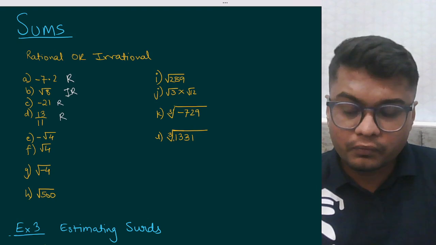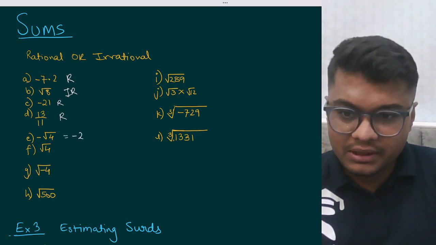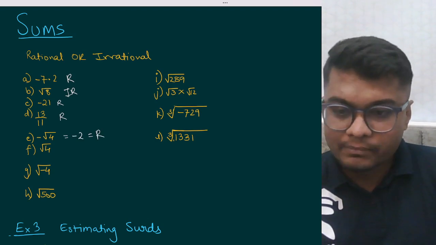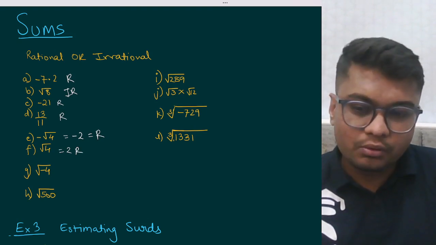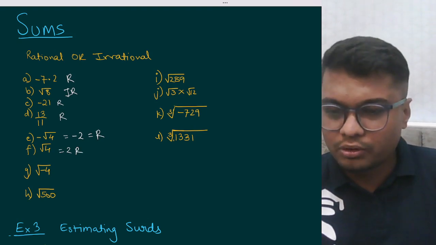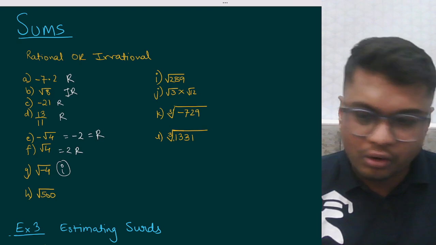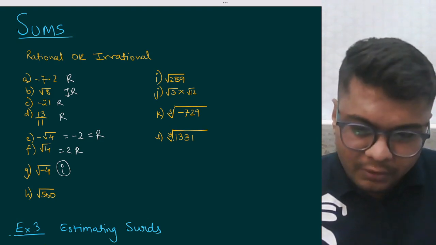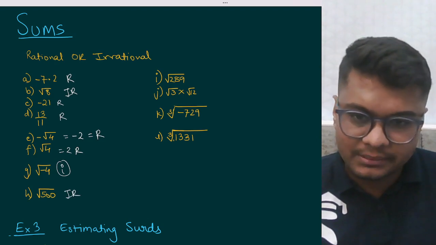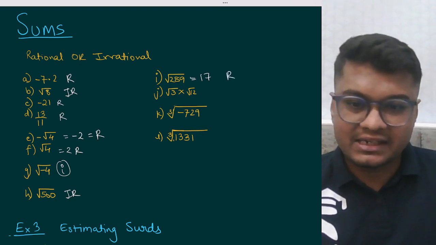Minus root of 4, it is solvable, right? As this can be minus 2, so it is a rational number. Root of 4 is again 2, so it is a rational number. Minus 4, it is neither, because I told you it's an imaginary number, so it is neither rational nor irrational. Root of 500, 500 is not a perfect square, so it is an irrational number. Root of 289 can be solved as 17, so it is a rational number.